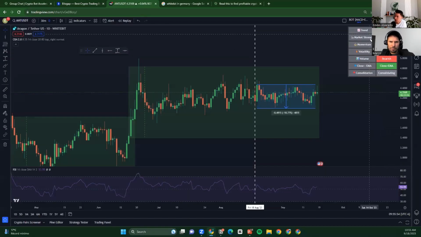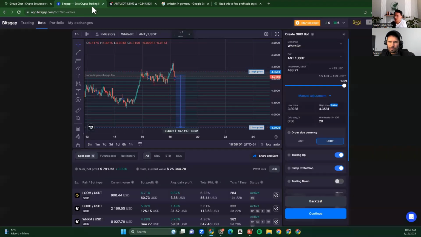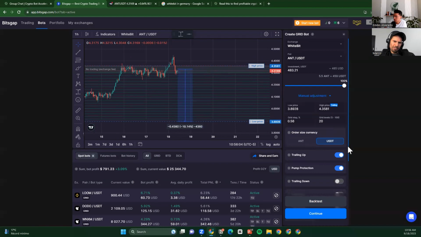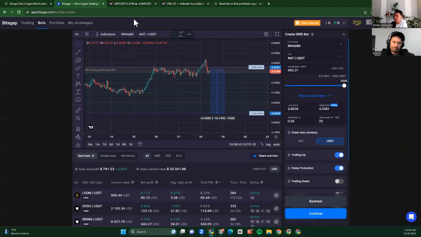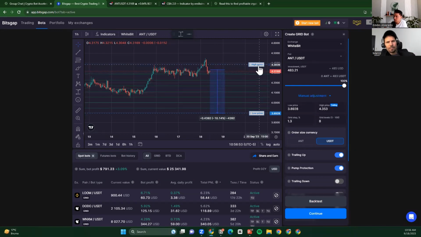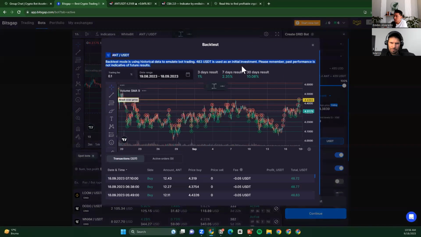Plus the CBA 2.0 indicator is going to give you some confirmations when the coin is ready to go as well. So let's go over this one more time. Define the grid range the same way we have been doing it, in this case 10%. And once you set this to 1.3 and you see that there are not enough lines, you can do a quick backtest and see the results.